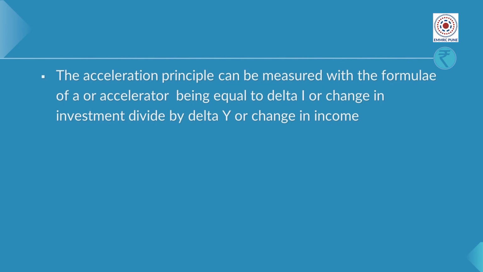The acceleration principle can be measured with the formula of an accelerator being equal to delta I, or change in investment, divided by delta Y, or change in income. For example, suppose an increase in income in the economy leads to increase in demand for consumption goods of 20 crores.